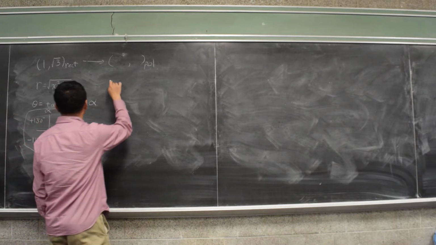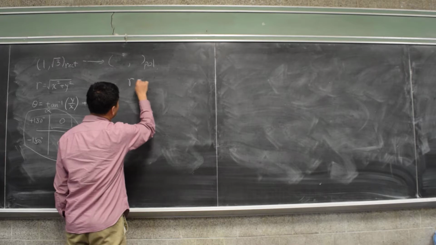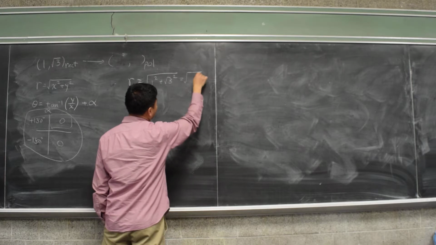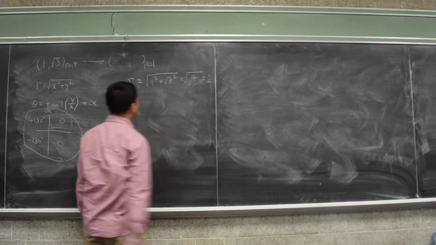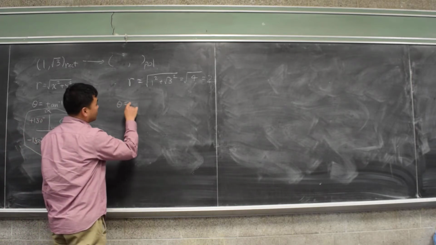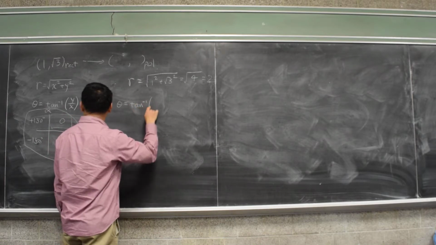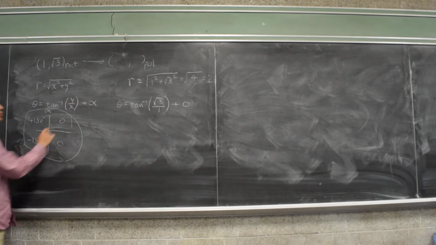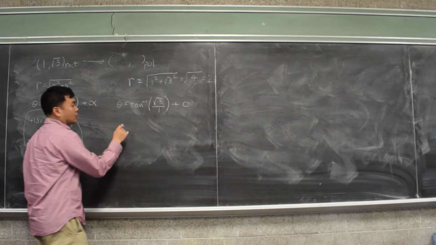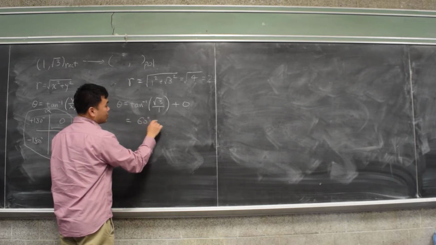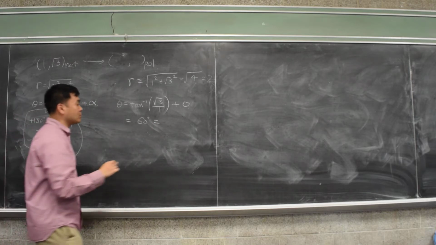All right, so let's compute this. In our case, r is the square root of 1 squared plus radical 3 squared, which is the square root of 4, which is 2. So the radius, the distance from the origin, is 2. And for the angle, theta is tangent inverse of radical 3 over 1 plus 0. We agree that it's 0 because it's in the first quadrant. And tangent inverse of radical 3 is 60 degrees. If you convert this into radians, it's pi/3.